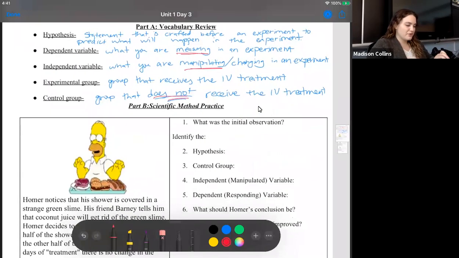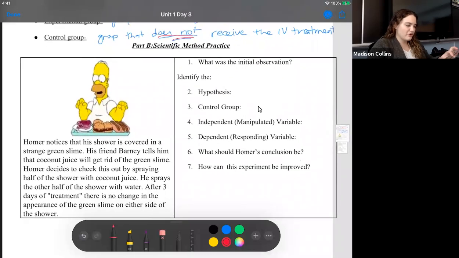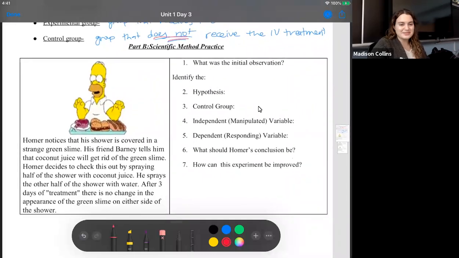All right, so we have got 3 practice problems that we're going to do today, and they all revolve around the Simpsons. Okay, so I'm going to read each of these passages, then we're going to answer the questions together. First up, Homer notices that his shower is covered in a strange green slime. His friend Barney tells him that coconut juice will get rid of the green slime. Homer decides to check this out by spraying half of the shower with coconut juice. He sprays the other half of the shower with water. After 3 days of treatment, there is no change in the appearance of the green slime on either side of the shower. So in this passage, what was the initial observation?